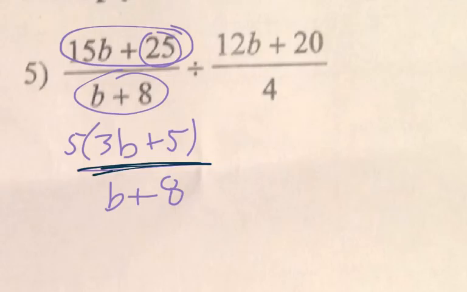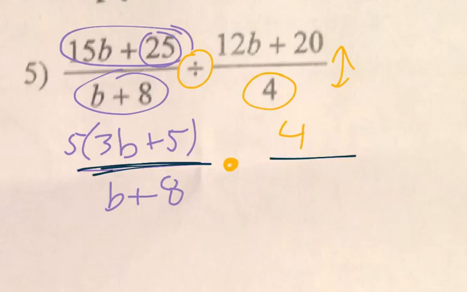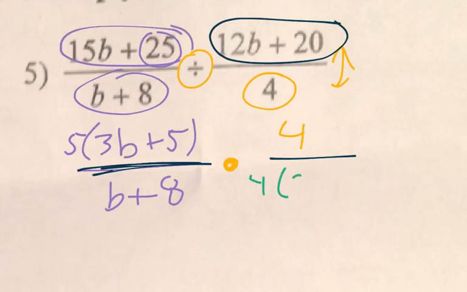B plus 8. Mr. Ormsby's trying to be tricky. Everyone notice right there, there's a divide right there, right? So don't forget to change it back to times. And we're going to flip this. That means this 4 goes in the numerator. And the denominator is going to be that factored. And hopefully you recognize I can factor 12 and 20 by 4. They're part of my 4 times tables, correct? So I got a 4 times 3b would be 12b. 4 times 5 would have been the 20.